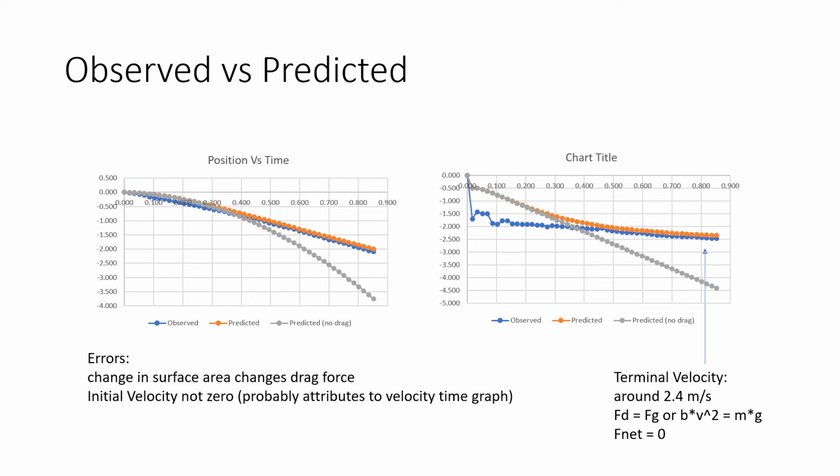Some of the errors: the paper napkin ball was spinning in the air, and that could be attributed to surface changes, which cause slight changes in the drag force, which is why it spun a little bit and kind of went in the x direction a little bit. And then the initial velocity not being 0: we could have had an initial velocity of around -1.8 meters per second, and that would have accounted for the big gap in difference.